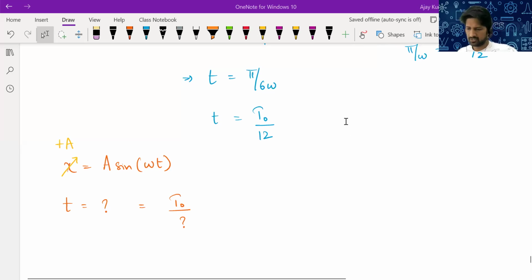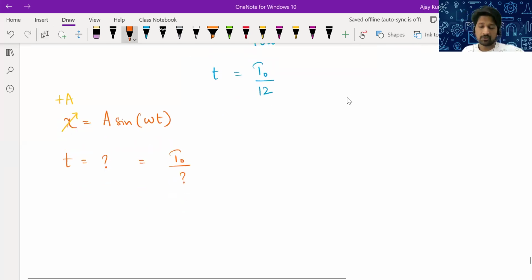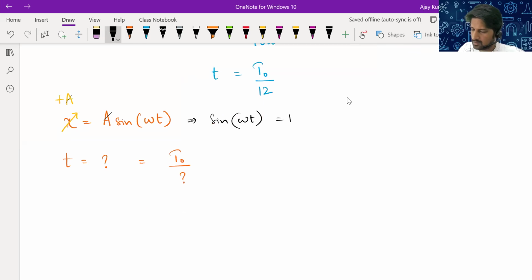Okay, good. Both of you gave the same answer: time period divided by 6, and that is correct. Now when you substitute x as plus a, you get a is equal to a sine omega t. Cancel the a's. You get sine omega t is equal to 1. When does that happen? When the angle omega t is pi by 2. So t becomes pi by 2 omega. And when expressed in terms of time period, this will be time period divided by 4.